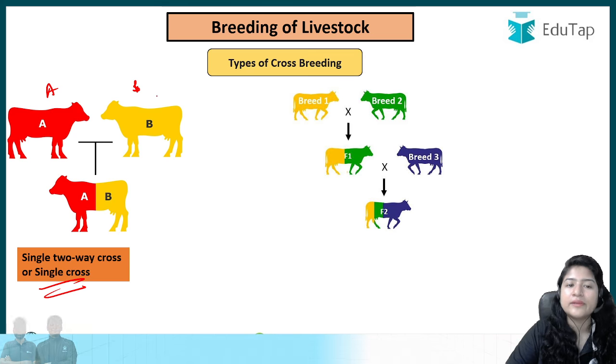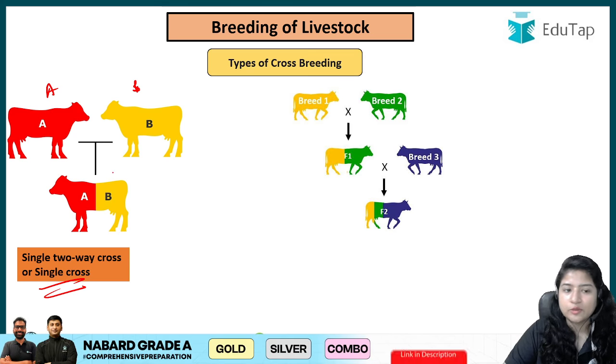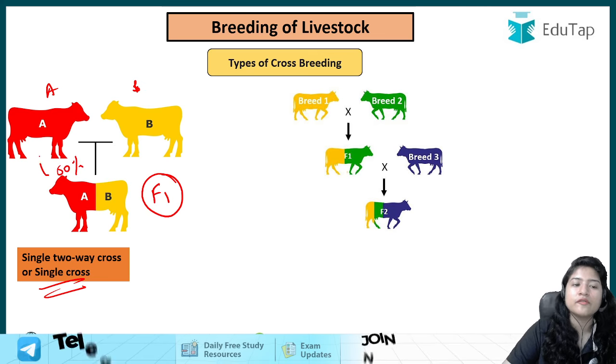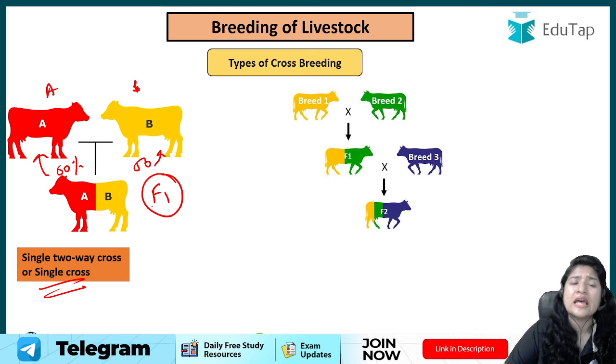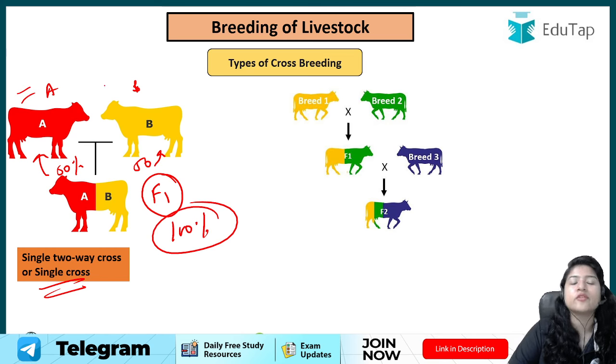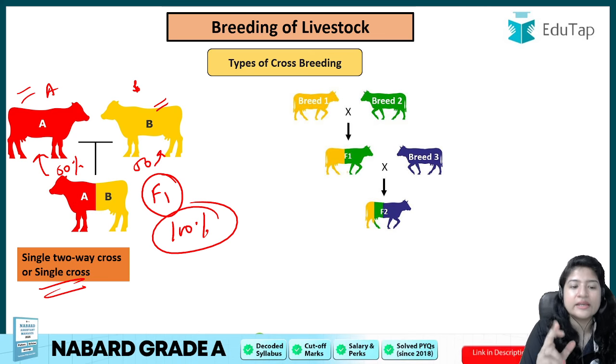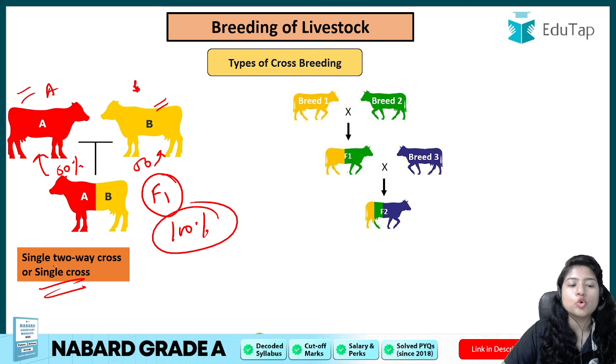So when A and B breeds are mated together, then progeny F1 is formed, which has 50% of A genes and 50% of B genes. Why 50%? Because देखो, your F1 progeny will have 100% of genes, right? 50% is carried from one parent and another 50% is carried from another parent. ठीक है, तो इसलिए 100% आपका 50% आता है. That is your single cross, या single two-way cross. Why two-way cross? Because two breeds have been used.